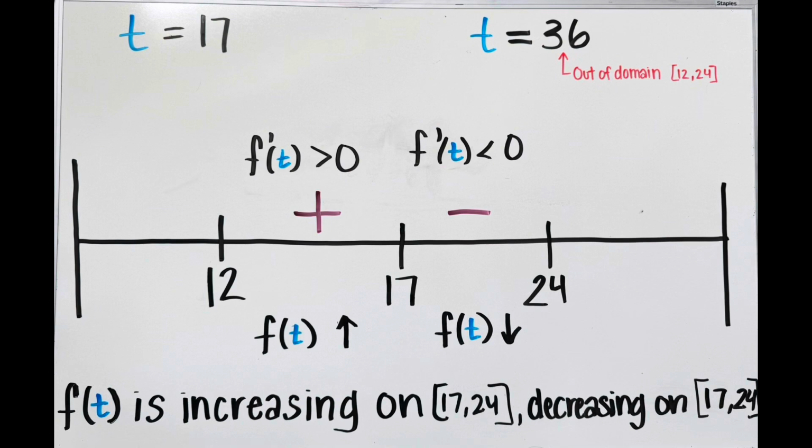Using the first derivative test, we can see when f of t is increasing or decreasing. So we tested it on a number line. By plugging in 15 to f prime of t, we can see that it is positive, and by plugging in 20, we can see that it is negative. Then we know that from 12 to 17, our function is increasing because f prime of t is greater than 0, and on 17 to 24, our function is decreasing because f prime of t is less than 0.